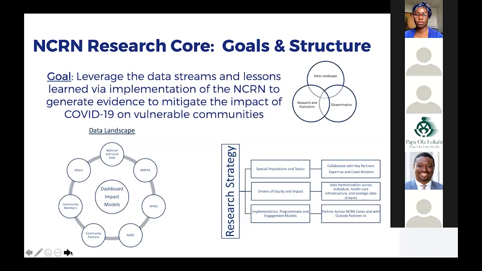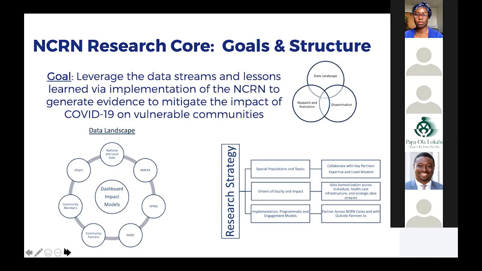I'm going to talk to you a little bit about the overarching goals and structure of the NCRN Research Core. Our main goal is to leverage the data streams and lessons learned from the network to generate evidence to mitigate the impact of COVID-19 on vulnerable communities. The Research Core has three main components. One is the rich data landscape that will be available to us through the network. The second is the research and evaluation that we will conduct using this data landscape, and then a dissemination strategy of the work that has been completed.